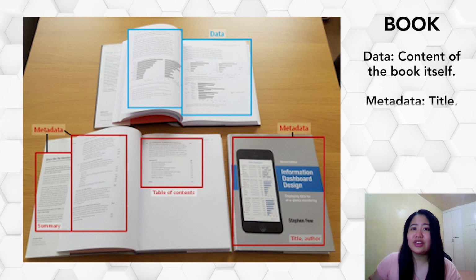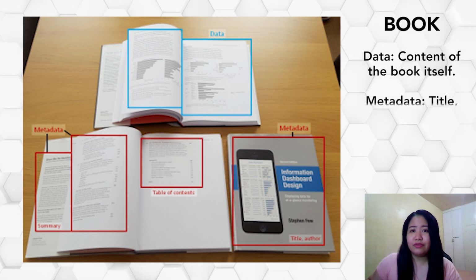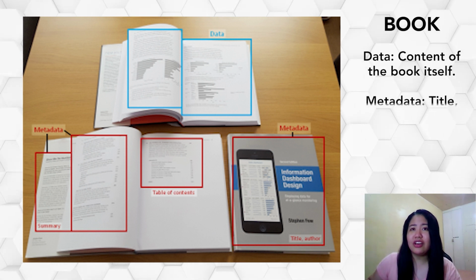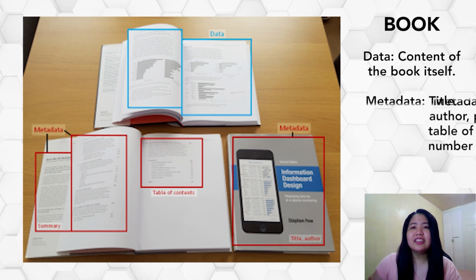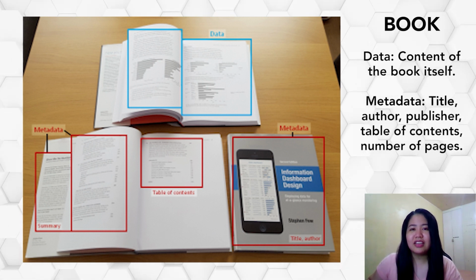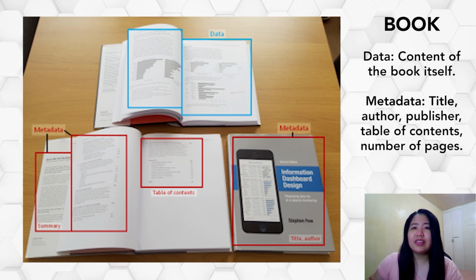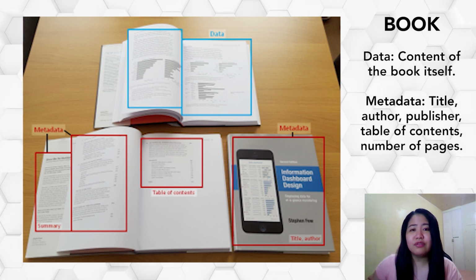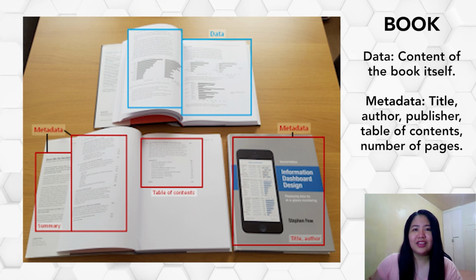The data in it is the content of the book itself. Metadata, on the other hand, are the title, the author of the book, publisher, table of contents, number of pages, because these describe the book itself and not the data it contains.